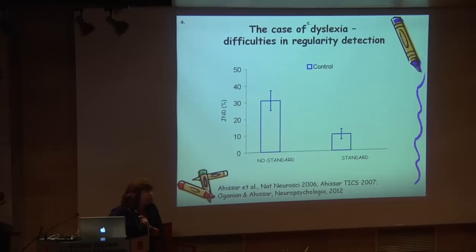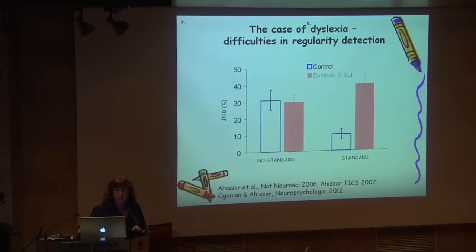These are individuals who are about 13 years old, who went to a school. This is their peers who are good readers. And this is when there's no regularity, just what I showed you at the beginning. This is when there is regularity, a little different regularity, but it's the same principle. And this is what happens with the dyslexic population.